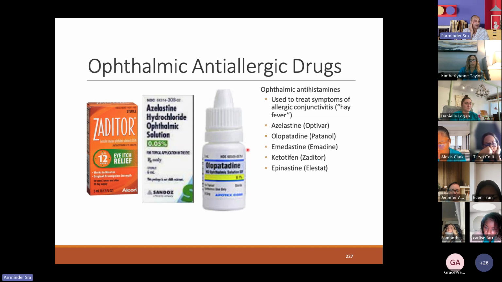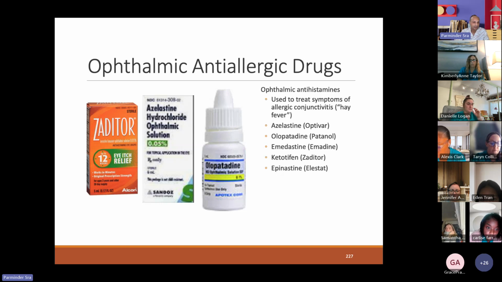Antihistamines. How do they work? Antihistamines block the histamine receptors. Examples: olopatadine, which is your Patanol and Pataday, azelastine, as here on your PowerPoint. These are common ones.